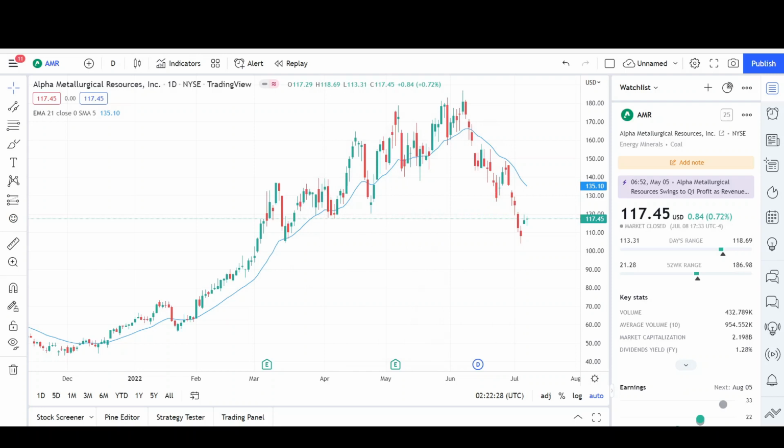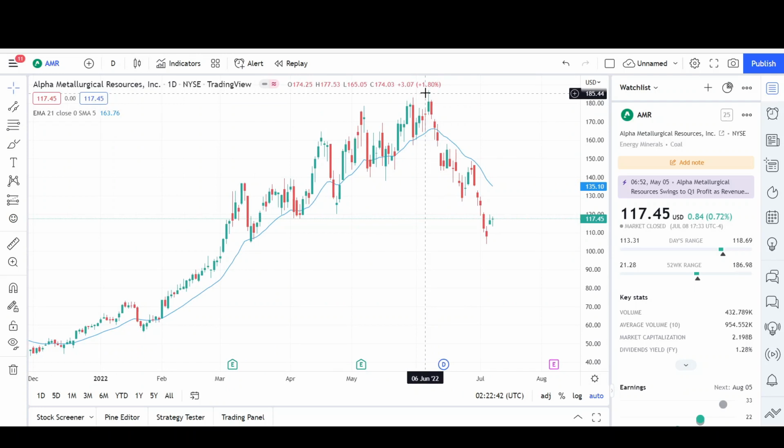I will first go over what I see on the daily chart and finish the video off with the weekly chart. So here we have the daily chart for AMR. Looks like it made a peak around 186 before selling off all the way down to 104 before seeing a small little bounce. So what does it look like we're going to be doing next, most likely?